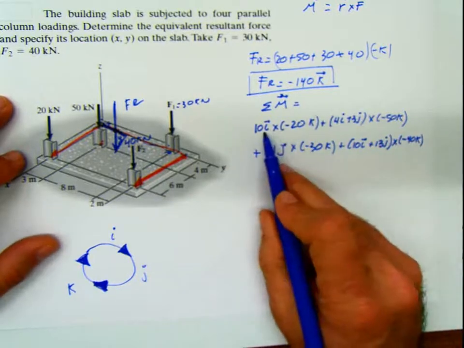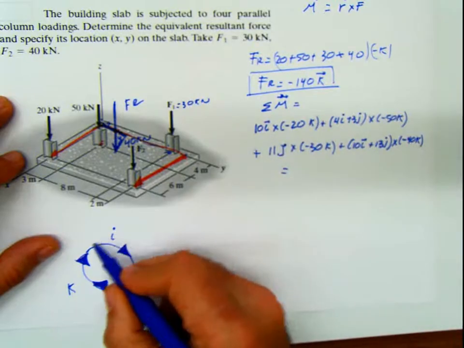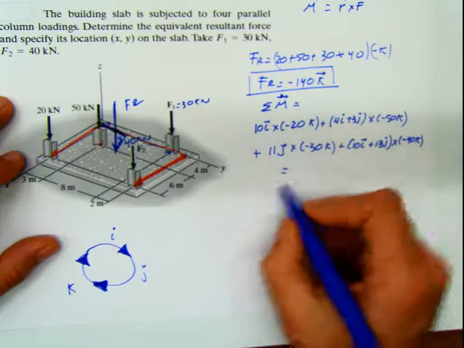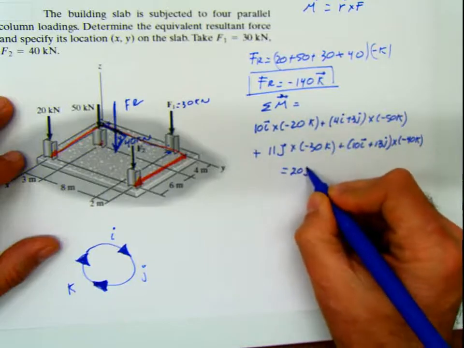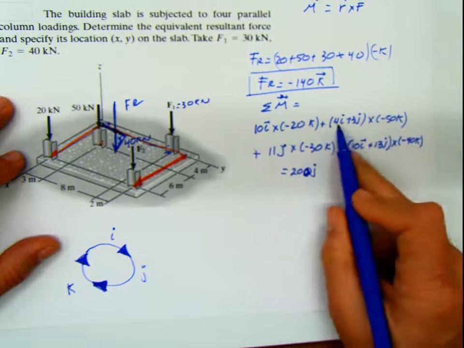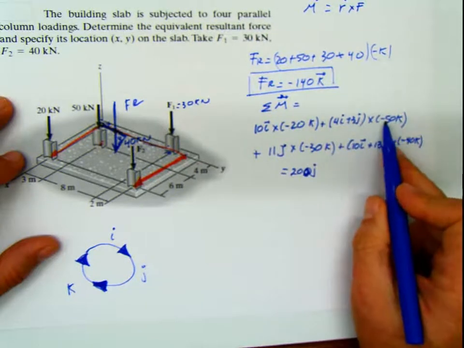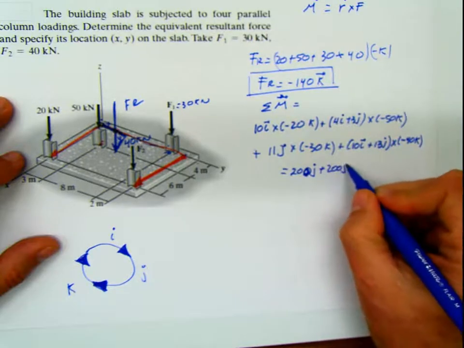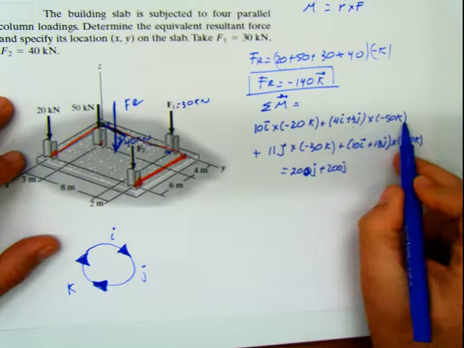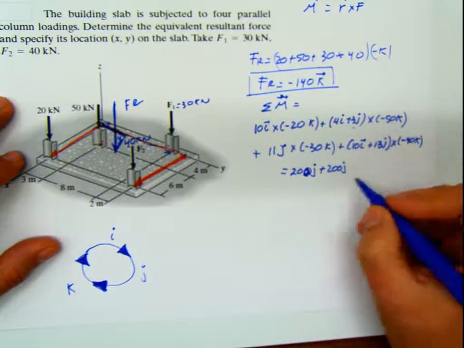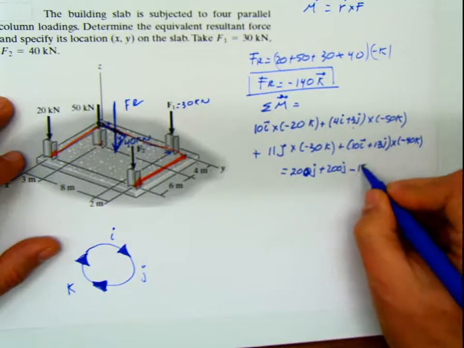So let's do I cross K. I cross K is going to be negative J, but I have a negative sign here. That means that it's going to be positive J. 10 times 20 is 200J. I cross K, negative J times negative, positive. J cross K is positive, but I have this negative here in the K, indicating that it's going to be negative. 3 times 50 is 150I.